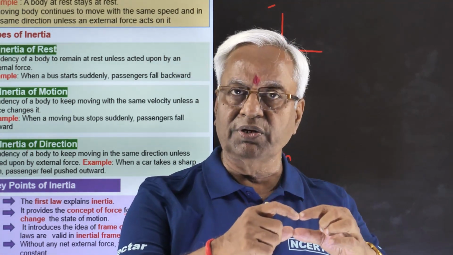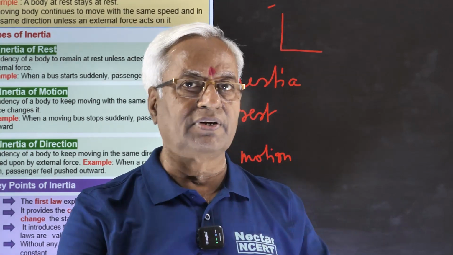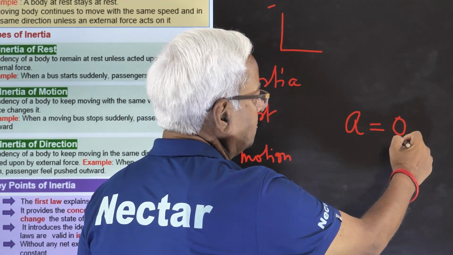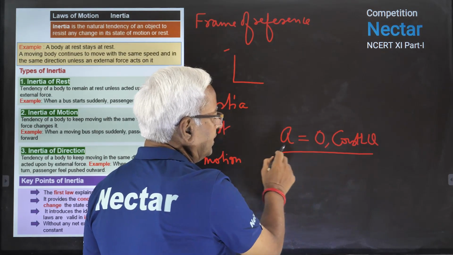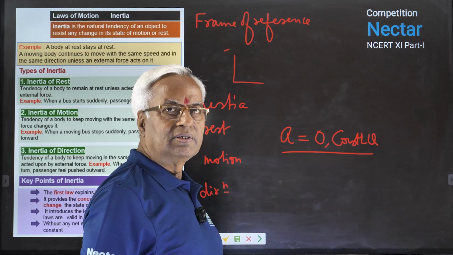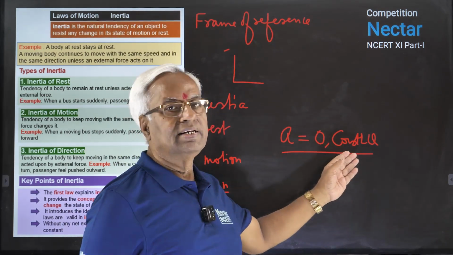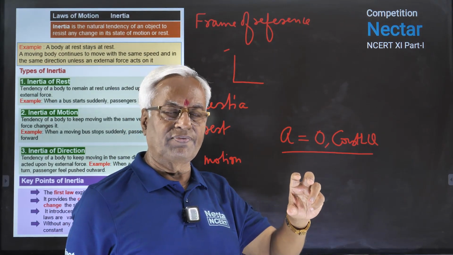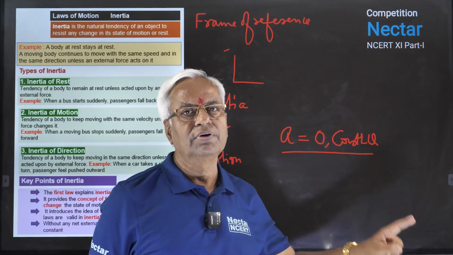If the system from which you are observing is having no acceleration, that means a equal to 0. This is possible when velocity is constant, meaning the body is moving having no acceleration. The system, the frame of reference, will be known as inertial. And if that system, that frame of reference, is having acceleration, that would be known as non-inertial.